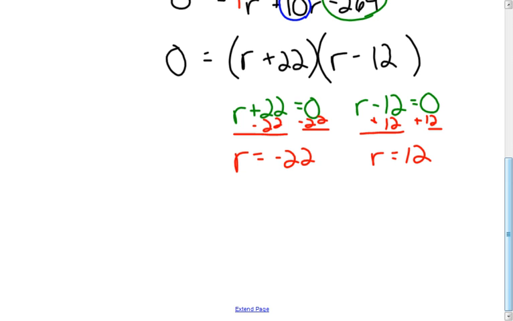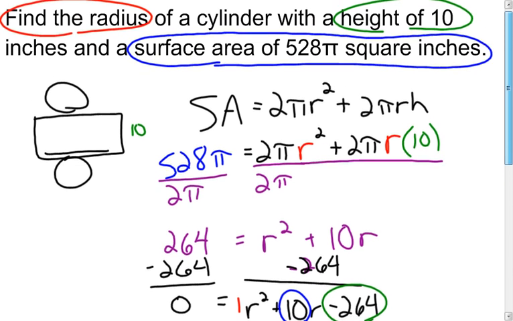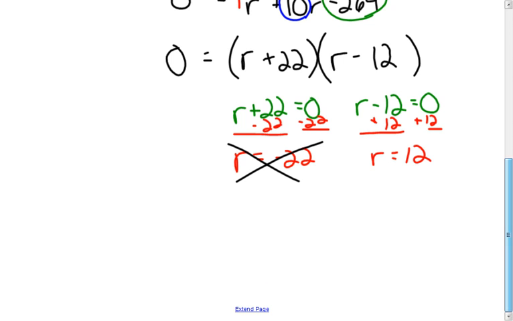Remember, r stood for the radius. Well, if r is the radius, it doesn't make sense that it's a negative length, so that negative 22 I'm going to cross off, and know that the radius of my cylinder in this problem is going to be 12, and then I'm going to come back up here and look at my labels. Everything was square inches and inches, therefore my radius is going to be 12 inches. And I have solved the problem.